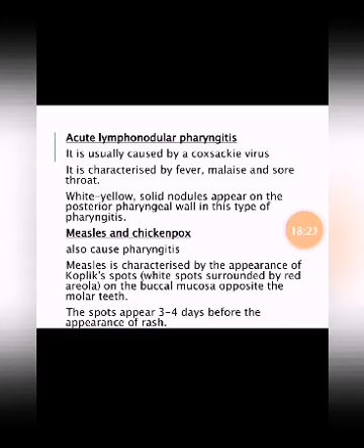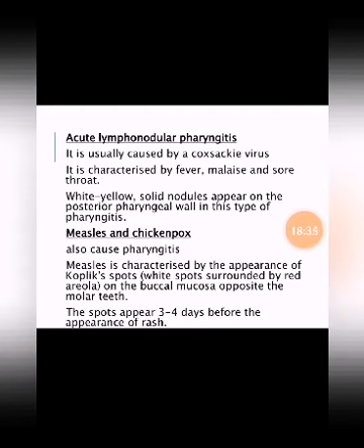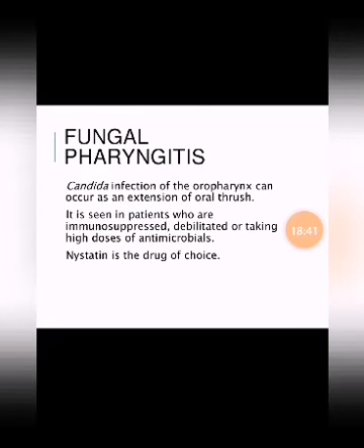Measles and chickenpox may also cause pharyngitis. You have Koplik-like spots, which are white spots surrounded by a red areola on the buccal mucosa opposite the molar teeth. These spots appear 3 to 4 days before the appearance of the rash.